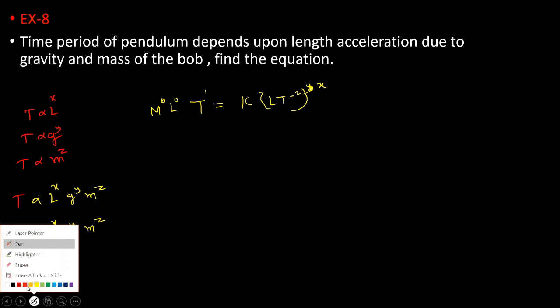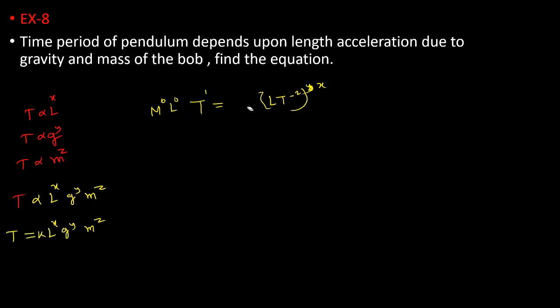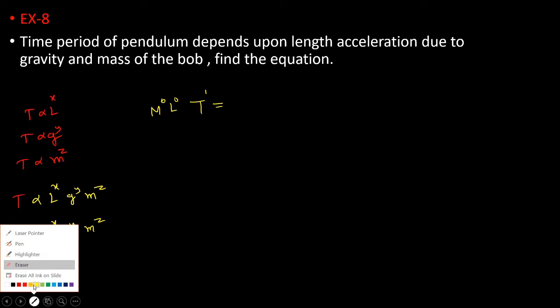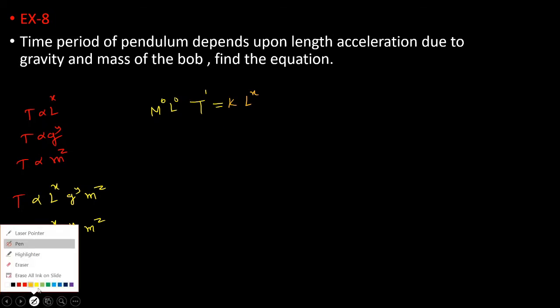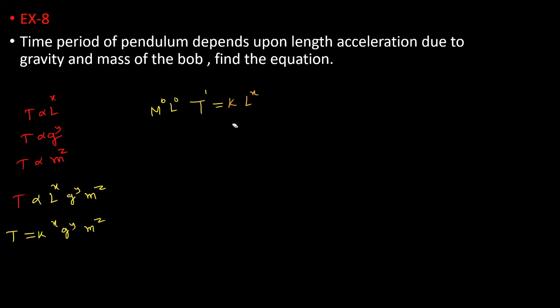Just wait. Just try to understand. K is a constant. Now what is the dimension of L? L is L to the power x. Clear? G is acceleration due to gravity. It will be better if I take a small l here.